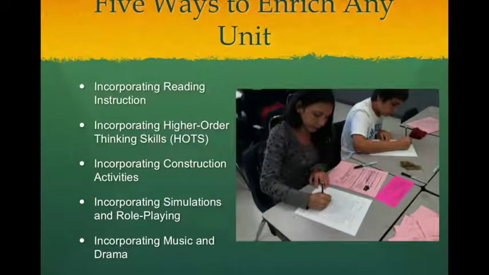So let's take a look at the last topic that your author goes over, 5 ways to enrich any unit. And since we're in a course called Literacy, Literature, and Social Studies, let's start talking about incorporating reading instruction. So this is where we talk about those key concepts you're going to talk about with Miss Hatton, as well as in some of the other courses you've taken that really speak to literacy in the classroom.